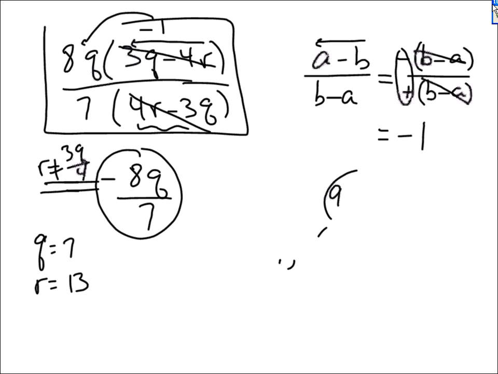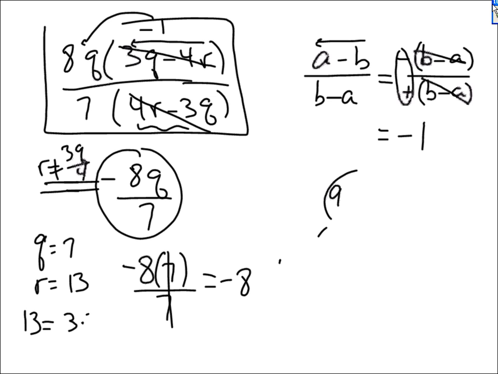If I asked you that, you really shouldn't jump on it. Well, I know that. It's negative 8 times q. Oh, q is 7. Over 7, the 7's cancel. The answer is negative 8. You have to be careful. You have to make sure that 13 is not 3 times q over 4. And it's not. It's not 21 over 4. It's a little bit more than 5. It's not 13.